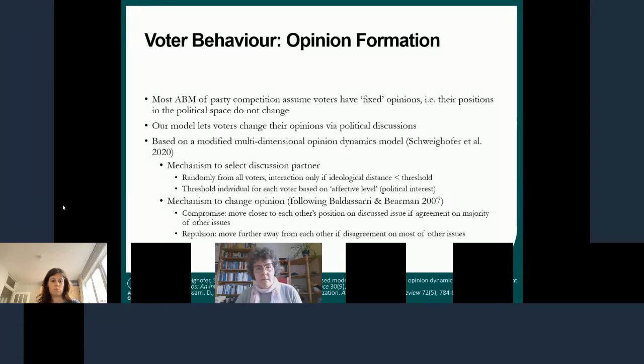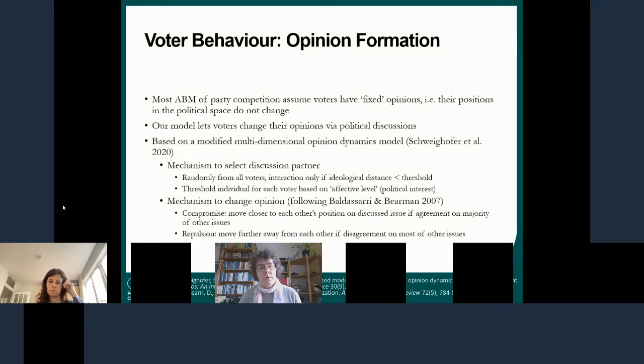So we are using in this model, I've tried several different ones, a slightly modified version of Simon's model, a multidimensional opinion dynamics model that consists of 2 mechanisms, a mechanism to select a discussion partner and a mechanism to change opinion. As is usual in opinion dynamics models, the discussion partner is chosen randomly from all voters, but interaction between these two will only happen if their ideological distance is lower than a particular threshold.